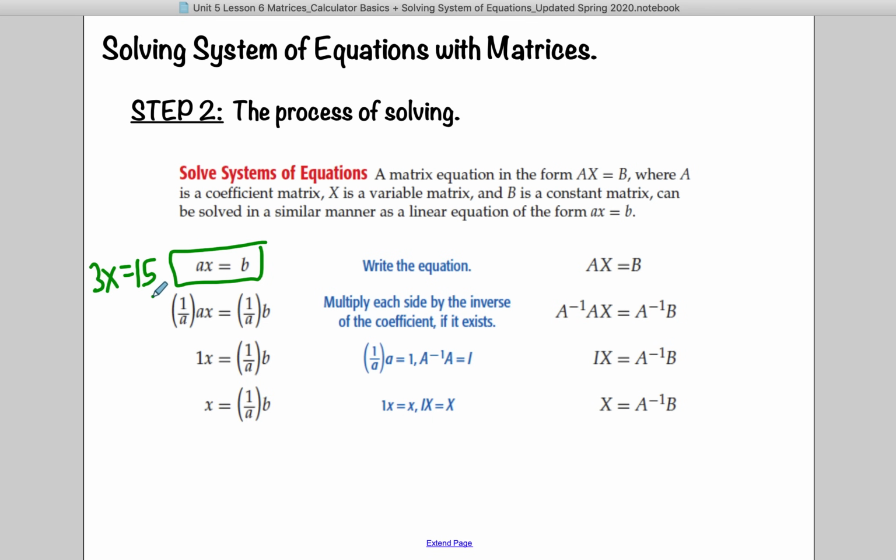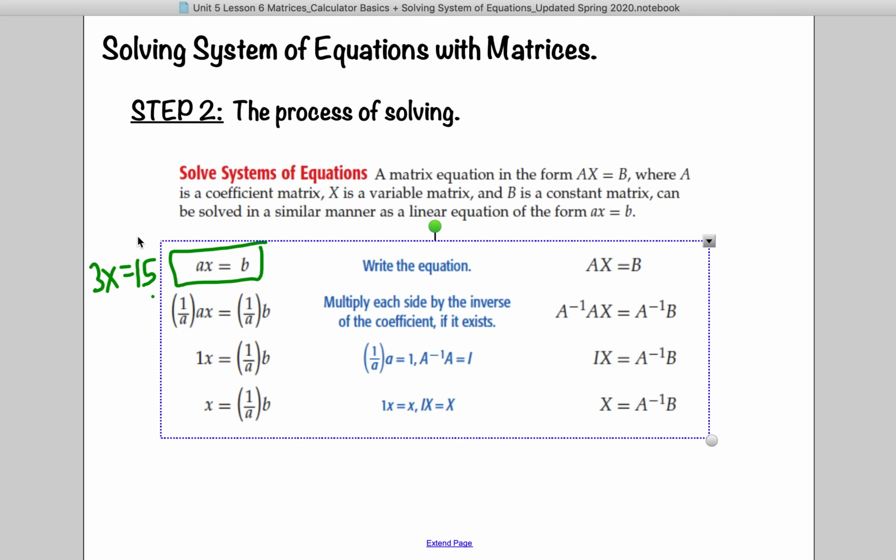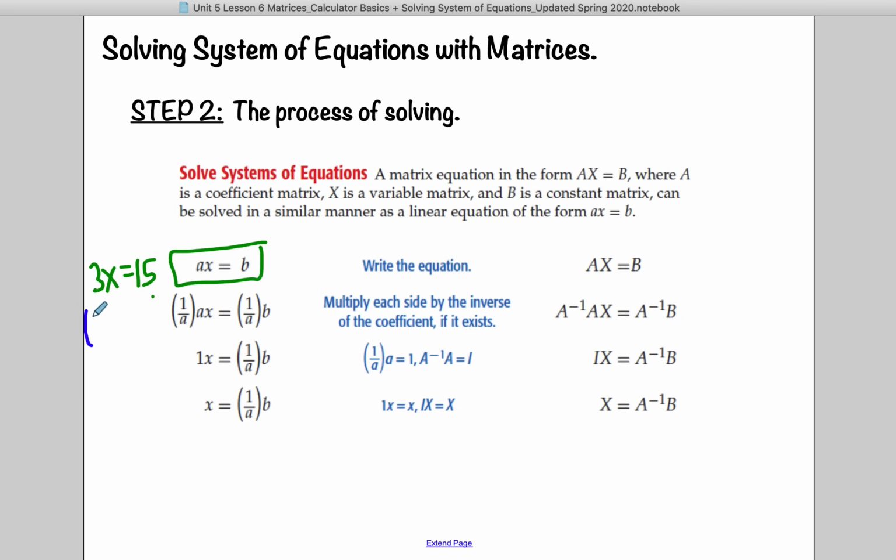Our goal is to get x by itself. The way I would do that is, this is 3 times x. The way we undo multiplication is by division. The other way of writing division is multiplying by 1 over that value. So I'd have 1 over 3 times 3x, and we do that on both sides. So I'd have 1 over 3 times 15. Well, 1/3 times 3 gives me 1, so I have x equals 1/3 times 15, which is 5.